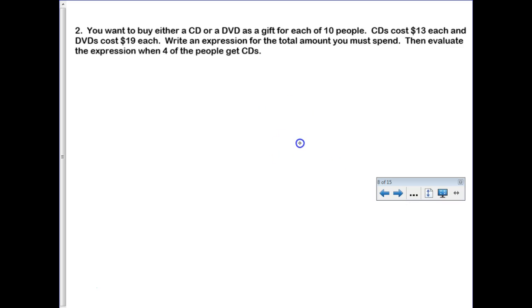You want to buy either a CD or a DVD as a gift for each of your 10 friends, and the CD costs $13 each and the DVDs cost $19 each. Write an expression for the total amount you must spend, and then evaluate when you buy, for 4 people, get CDs. So this last clue, that's going to be the last part of our question. We're going to pretend like we don't know that right now. And I do know I'm buying for 10 people, and that CDs cost $13 each, and DVDs cost $19 each.